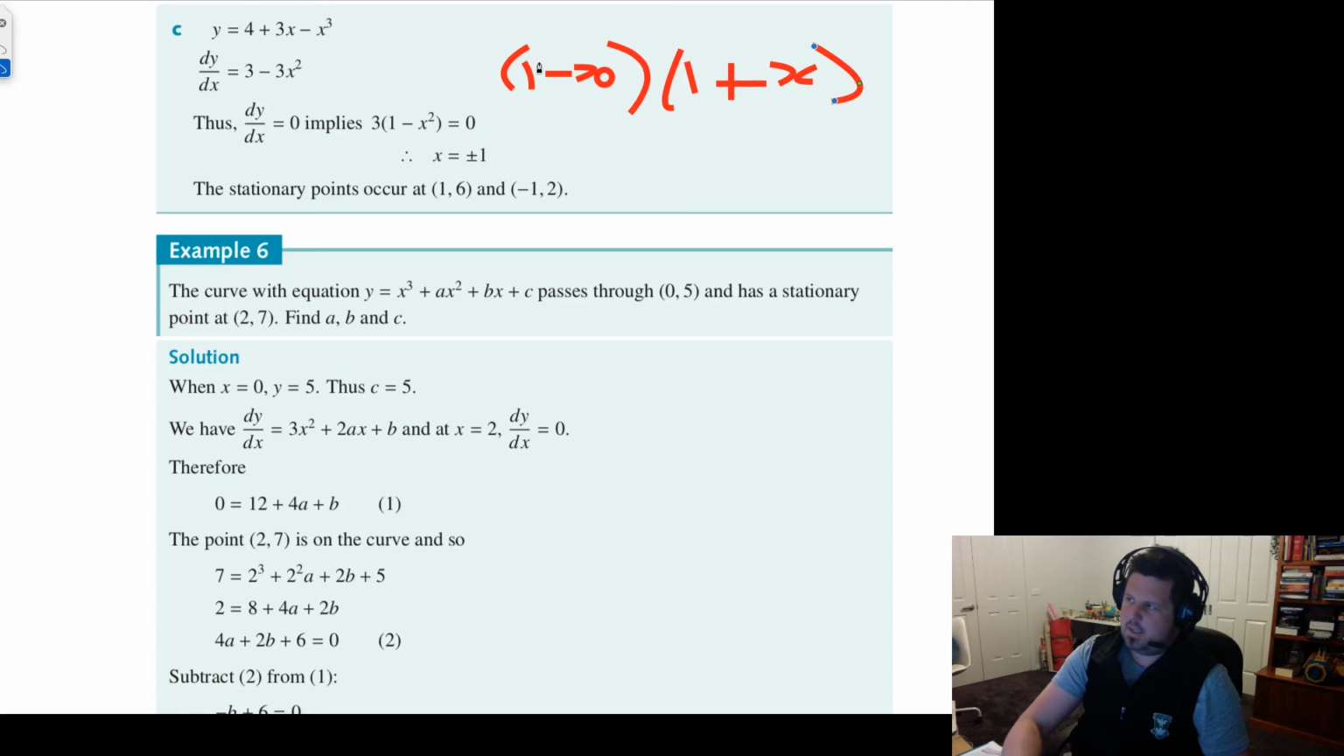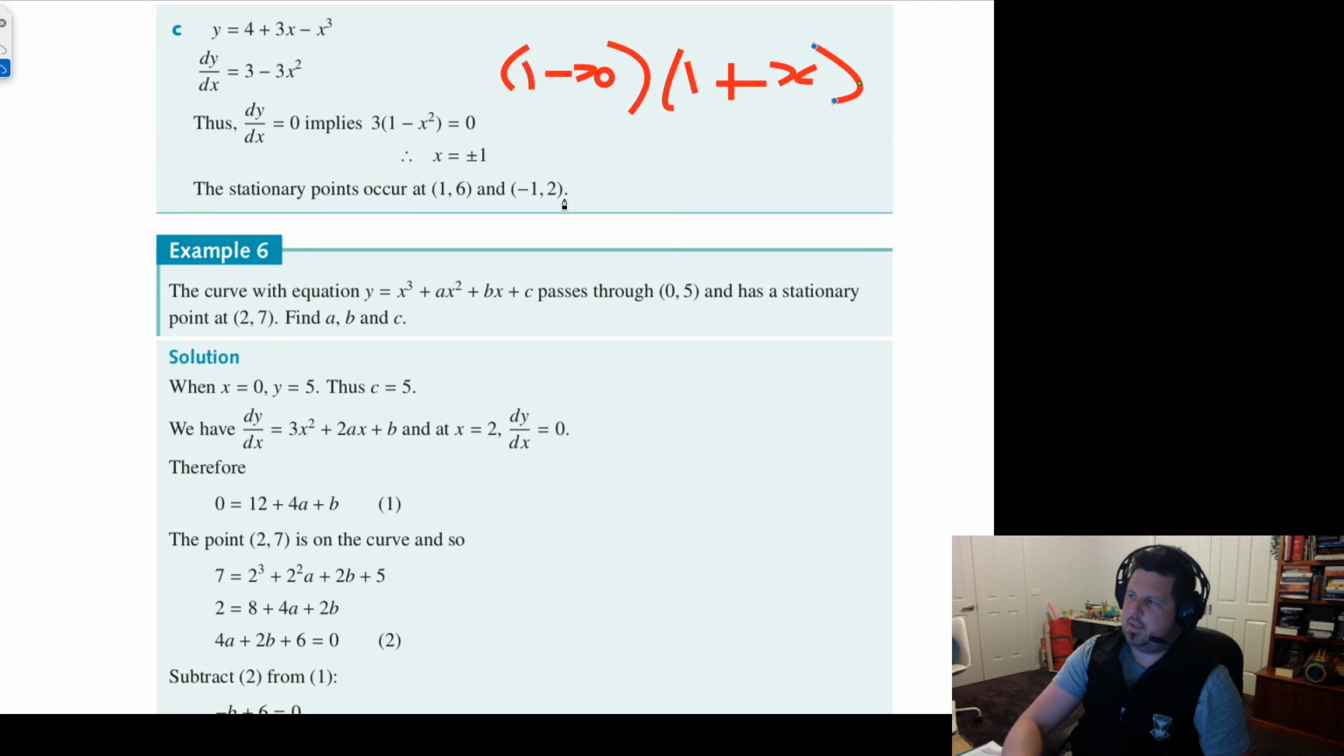So that's why the two solutions here are x being equal to positive 1 and x equal to negative 1. Given that we've got both positive and negative 1, we need to substitute those back into the original equation, and from there we can work out their corresponding y coordinates. So when x is equal to positive 1, its y coordinate is 6. And when x was negative 1, its y coordinate is 2.